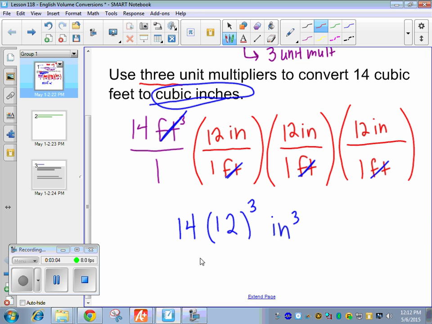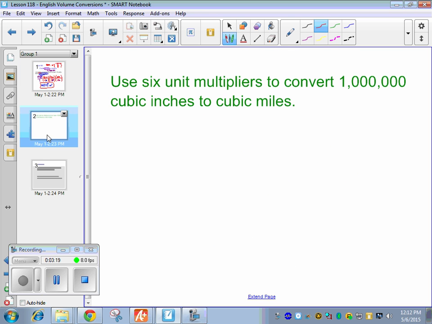And then you guys can leave your answers like this. And otherwise, you would use a calculator. Probably, I would let you use a calculator to do 14 times 12 times 12 times 12 if you wanted to get an actual answer. Okay? All right, let's try another one.